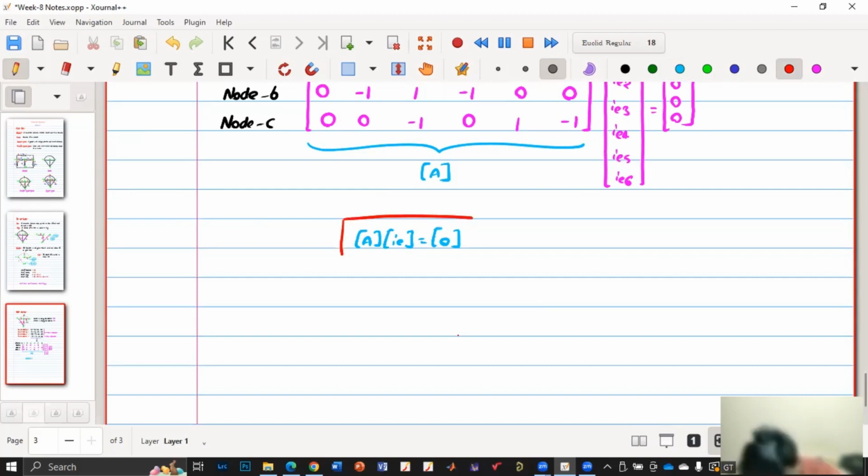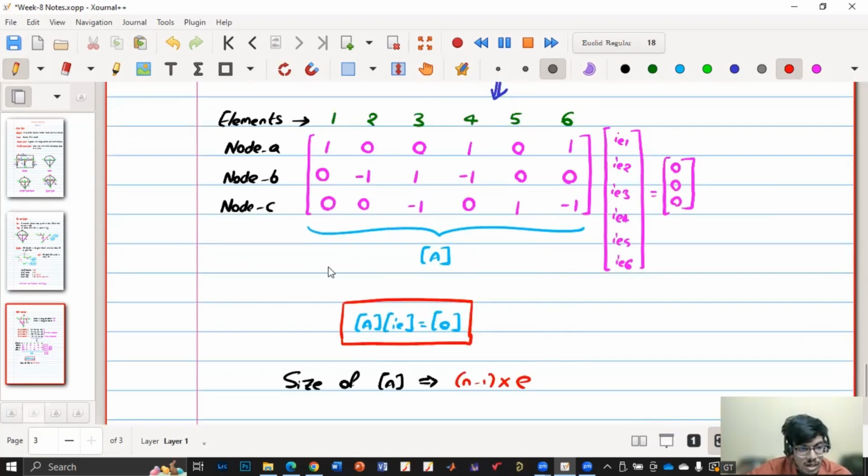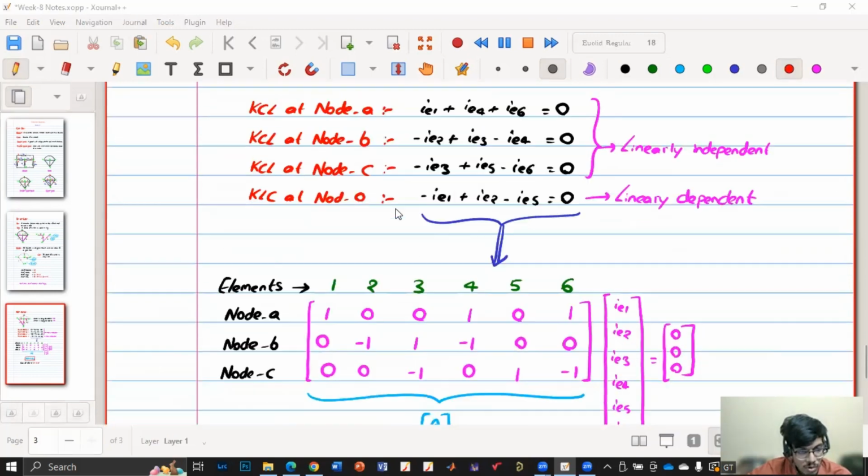Right. So what is the size of A matrix? Size of A is, we have excluded one node, right? So it is n minus 1 cross E, number of elements. How many rows are there? One row is less because we are excluding one node, because at node O the KCL is redundant. It can be obtained from these three. So we are excluding one node.